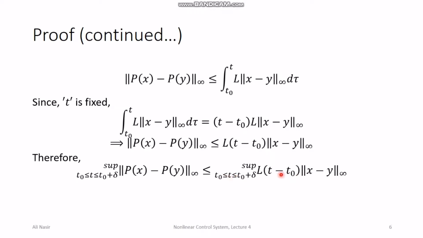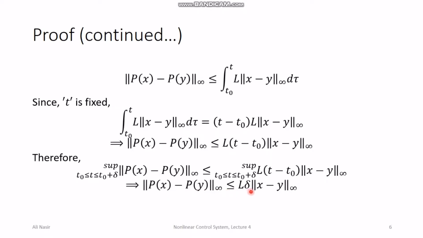The maximum value of this difference would be when t is t naught plus delta, because when t is t naught, then t naught minus t naught is 0. When you increase t, you can increase it to the extent where it is t naught plus delta, that's the maximum possible extent. So the maximum of t minus t naught is delta. So this supremum, or maximum, is L delta, and we have arrived at this over the whole range of t.